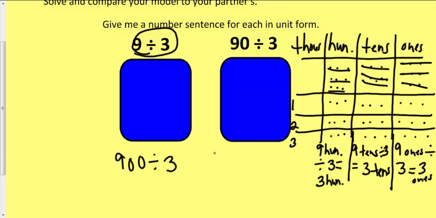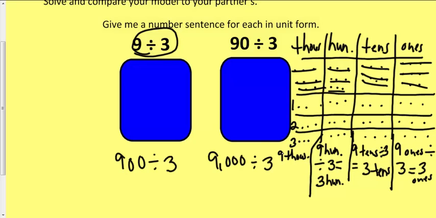Guess what our last one's going to be? I bet you thought 9,000 divided by 3. If you did, you're exactly right. So we've got 1, 2, 3, 4, 5, 6, 7, 8, 9. I'm going to divide these by 3. 1, 2, 3, 1, 2, 3, and 1, 2, 3. So for the very last one, we're going to put 9 thousands, and I'm going to abbreviate thousands. 9 thousands divided by 3 equals 3 what? 3 thousands, right?